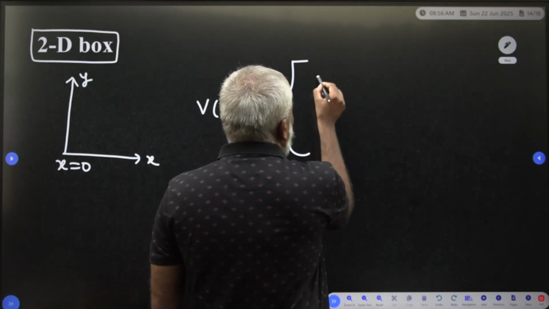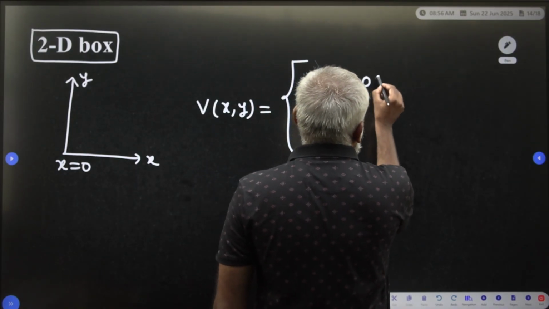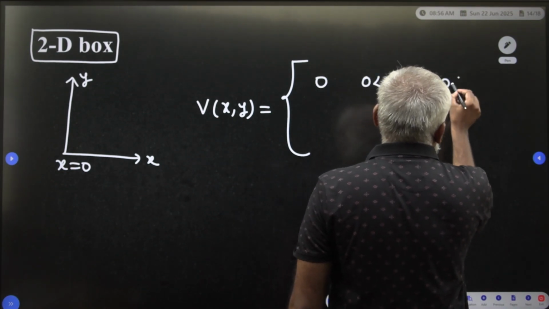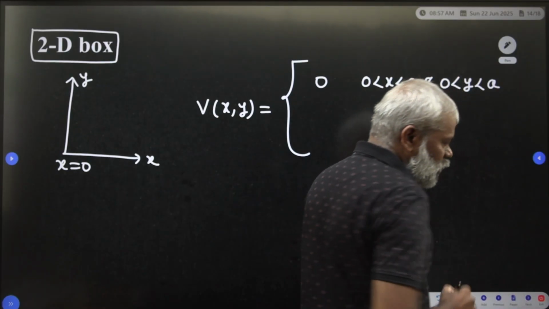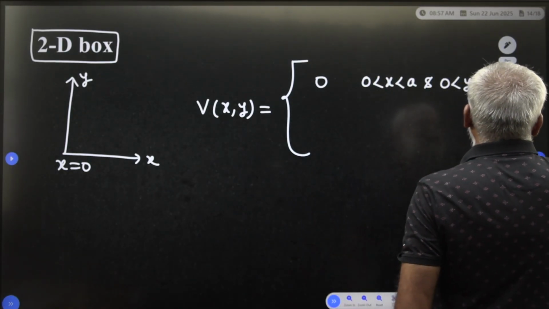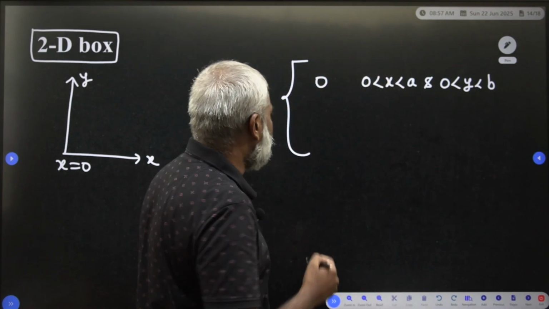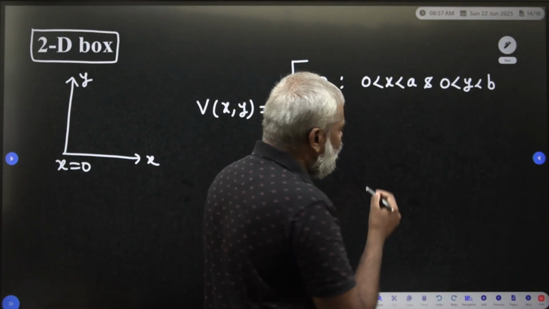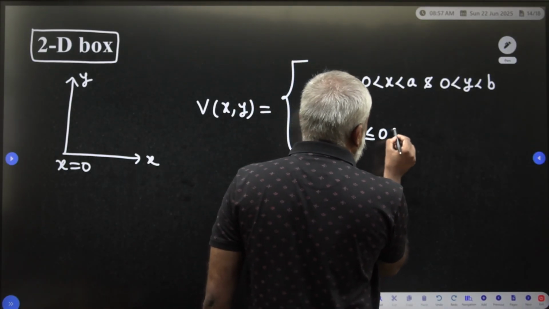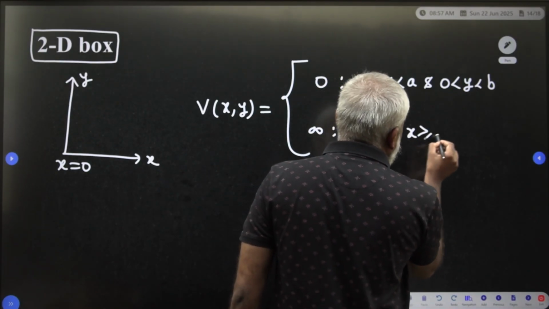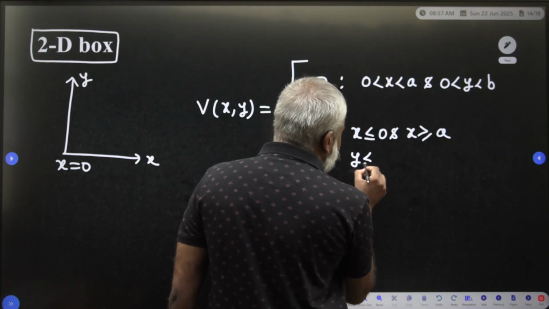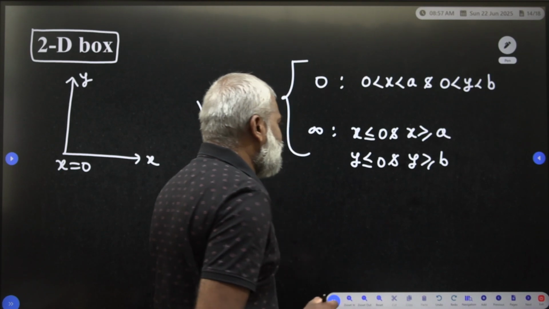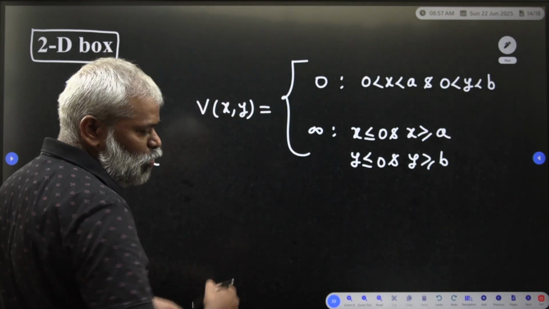So the potential is 0 when 0 is less than x is less than a, and 0 is less than y is less than b. When it will be infinite, x is less than or equal to 0 and x is greater than or equal to a, and y is less than or equal to 0 and y is greater than or equal to b. In such cases you have to define the potential function.